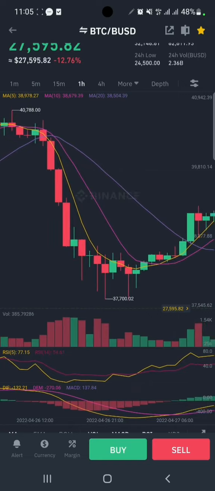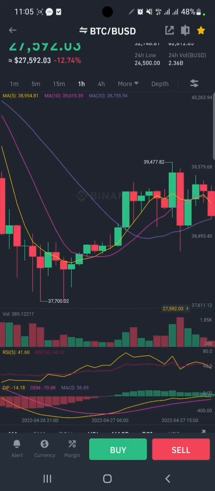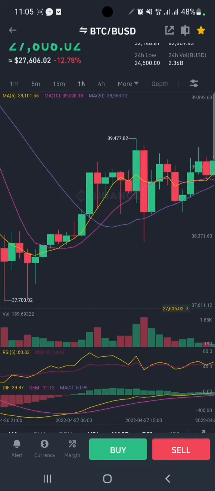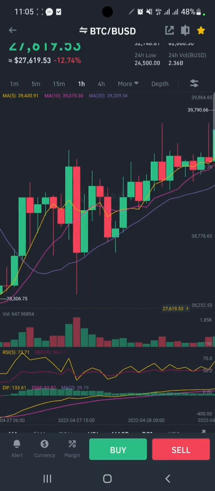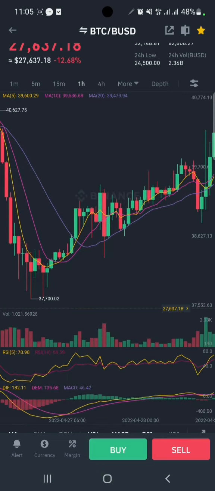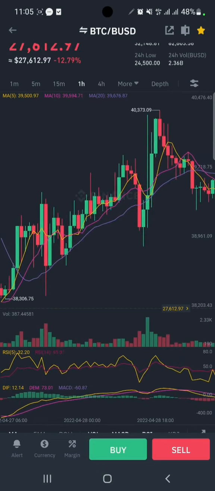So it continues like that. And then this happens here again. A cross happens here again. And then yellow goes back to the top. Purple comes back down. Trend has changed. Uptrend. That's what it tells you. It's as simple as that.